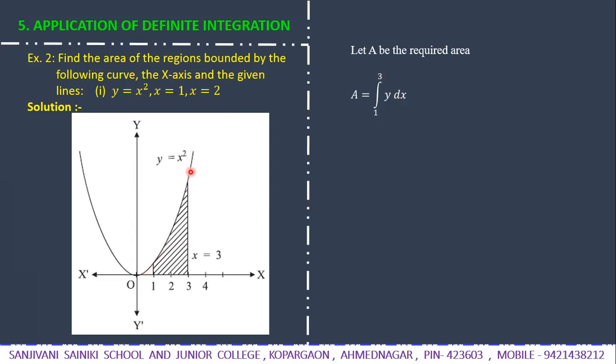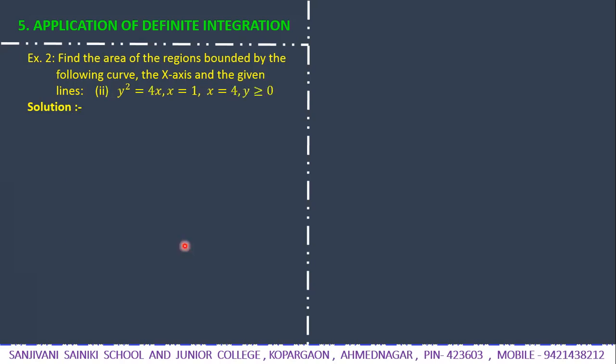What is y for this curve? Y for this curve is x square. So put x square, its integral is x cube upon 3. So 1 upon 3 is a constant, so we can take it outside. Then put the lower limit and upper limit in x cube. 3 cube is 27, 1 cube is 1. So 27 minus 1 is 26 upon 3 square units, which is the area of the given shaded part.